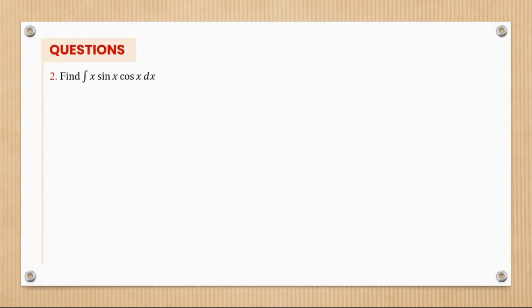Alright, so question number 2, we're being told to find the integral of x sin x cos x dx. Now this looks slightly different, because it seems we actually have three functions: we have x, we have sin x, and we have cos x. We'll have to reduce this to two different functions. We can't have them as three different functions.